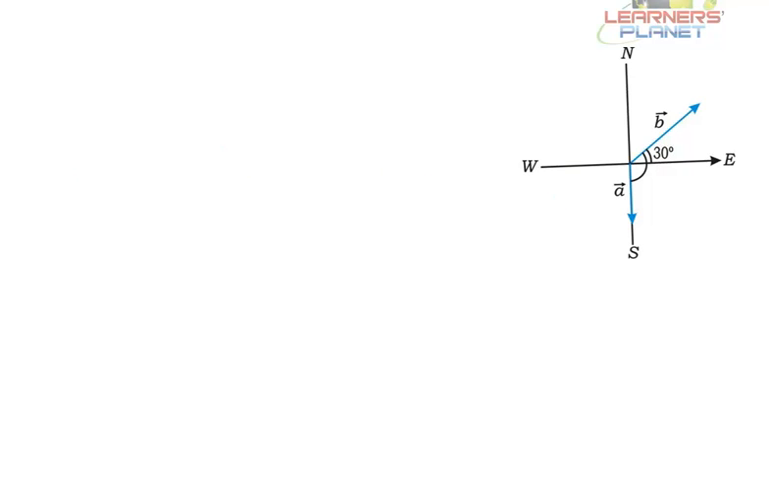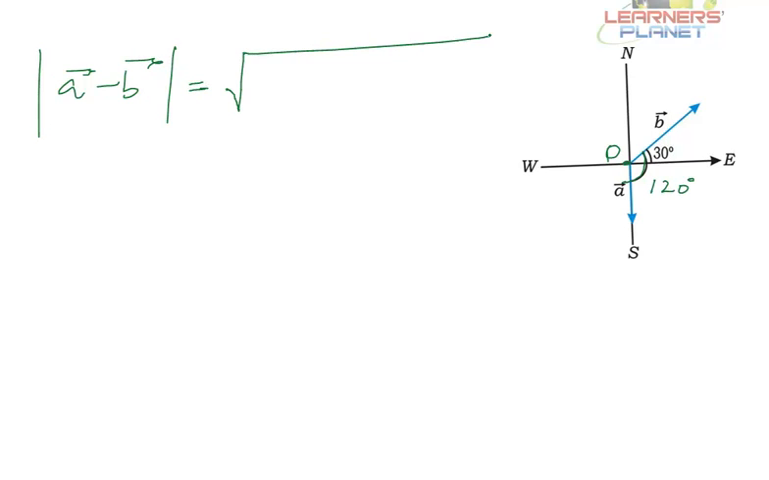So if we wish to find out the angle between the two vectors, we have to join their tails together, which is there at the origin O. So if this angle is 30, then the total angle between the vectors is 120 degree. First of all we have to find out the magnitude of A minus B. So this value will be equal to under root of A square plus B square minus 2AB cos theta.